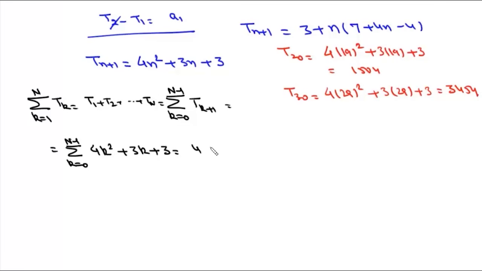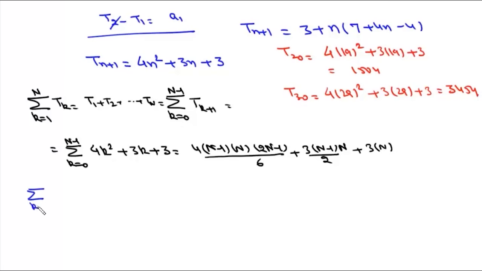So this is 4, and summation k square is n minus 1 into n into 2n minus 1 by 6. Here we are dealing with n minus 1, and 3, and summation k is n minus 1, n divided by 2, plus 3, and here this value will be n. Now first we'll find this summation, K varies from 1 to 20 Tk.